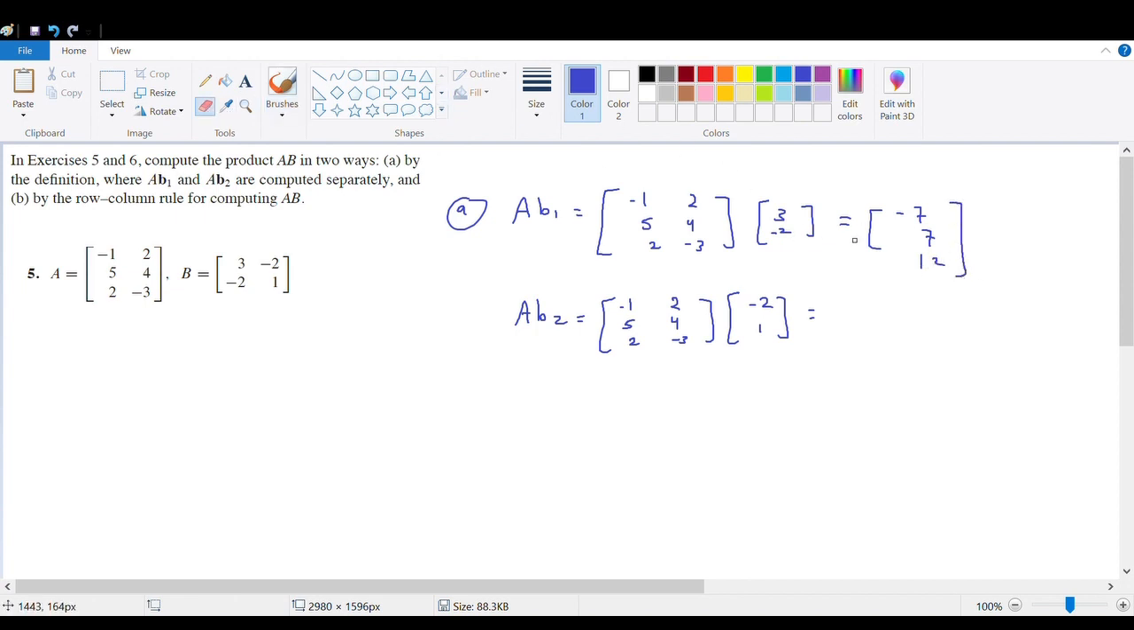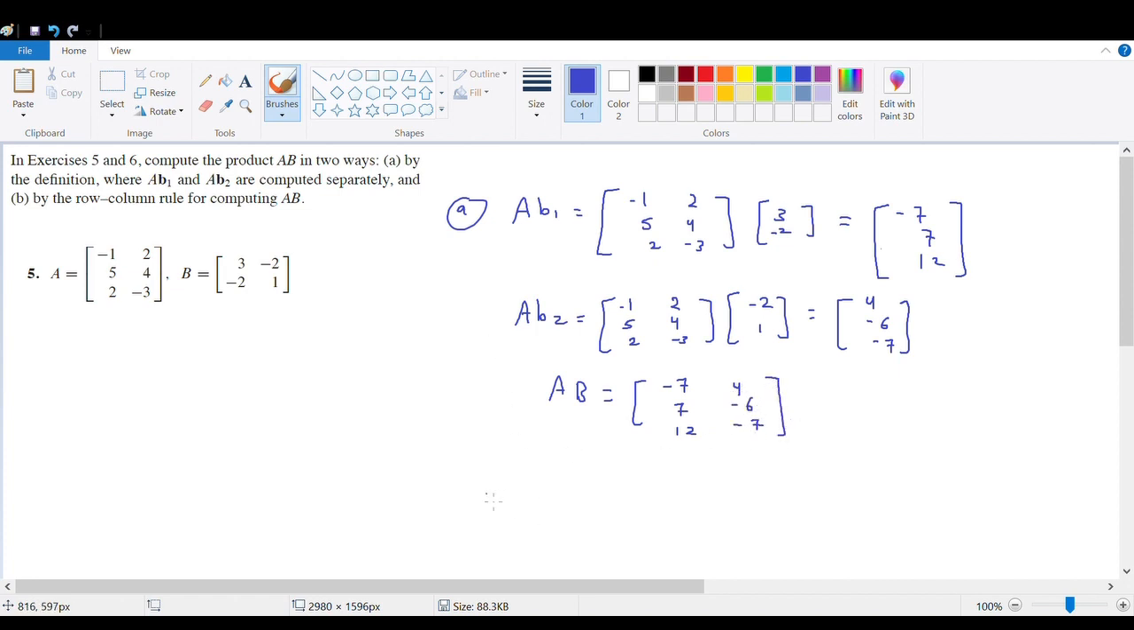So this is the first column of AB. Now the second column will be A multiplied by the second column of B. So this will give us minus 1 multiplied by minus 2 plus 2 multiplied by 1, which gives us 4. Then 5 multiplied by minus 2 plus 4 multiplied by 1, this one is minus 6. Then 2 multiplied by minus 2 plus minus 3 multiplied by 1, this one is minus 7. So AB is equal to minus 7, 7, 12, 4, minus 6, minus 7.